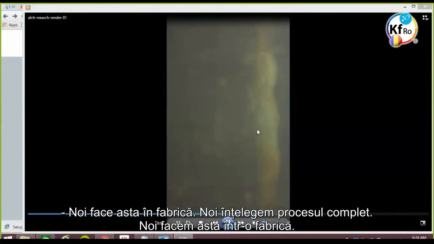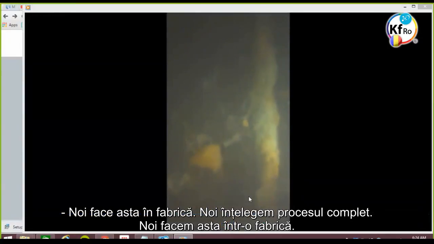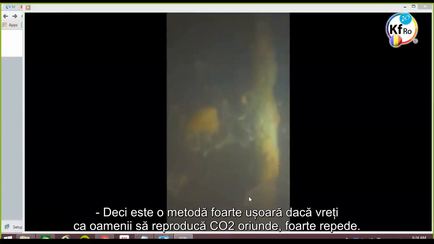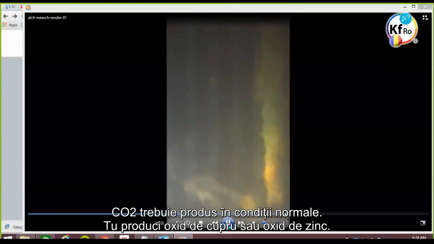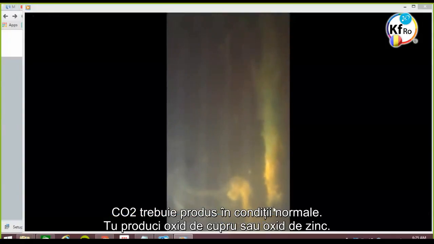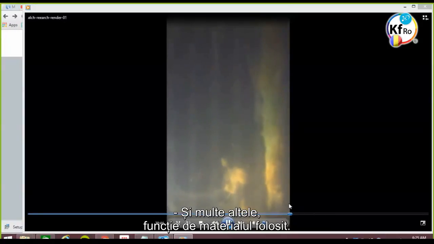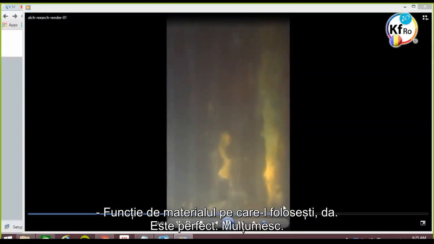We do that in the factory. The process we understand fully. So it's a pretty easy way if you want people replicating the CO2 everywhere very fast. Yeah, but this is not a CO2. CO2 is not produced this way. CO2 has to be produced in the normal condition. You're producing the copper oxide or a zinc oxide. Well, and many others depending on the material used. On the materials you use, yes.